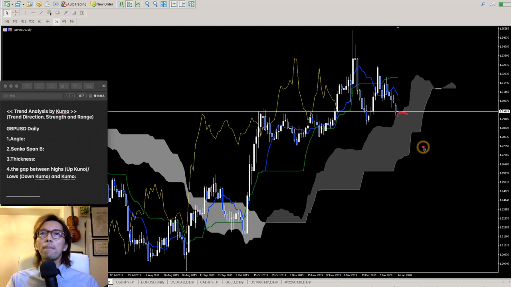So yeah, basically in this case too, in this daily chart, there's no direction in the market, so we cannot trade. We cannot confirm where to buy in this momentum. Yep, yep. Okay.